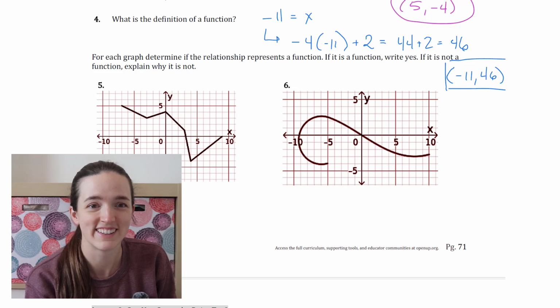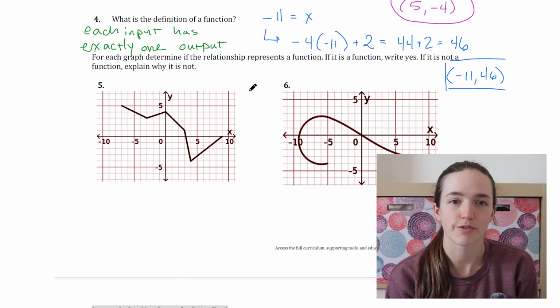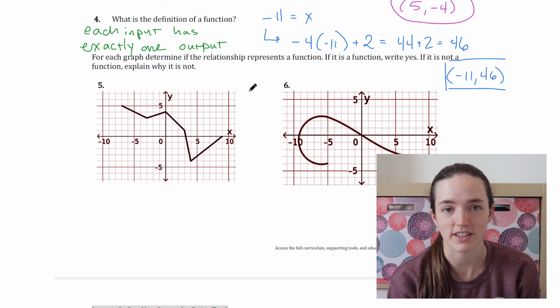Okay, what's the definition of a function? It's been a while. A function is where each input has exactly one output. So for each graph, determine if the relationship represents a function. If it is, write yes. If it's not a function, explain why it is not.